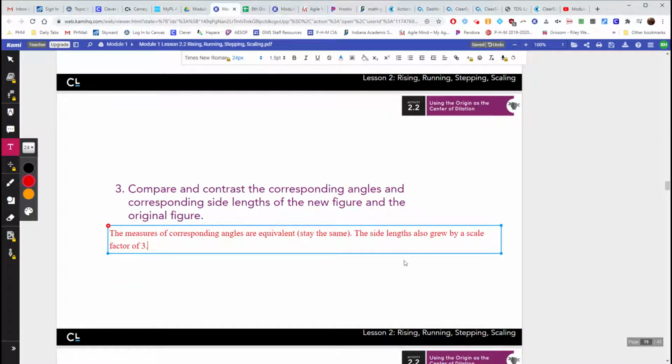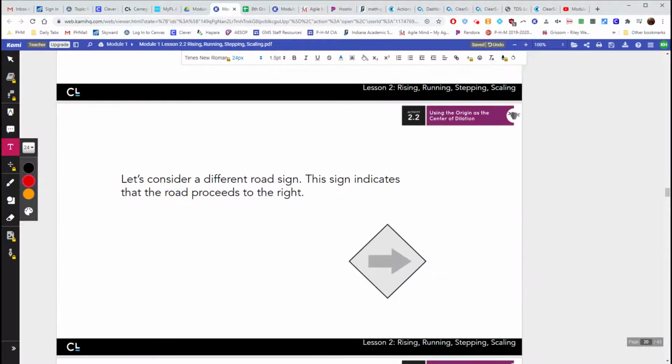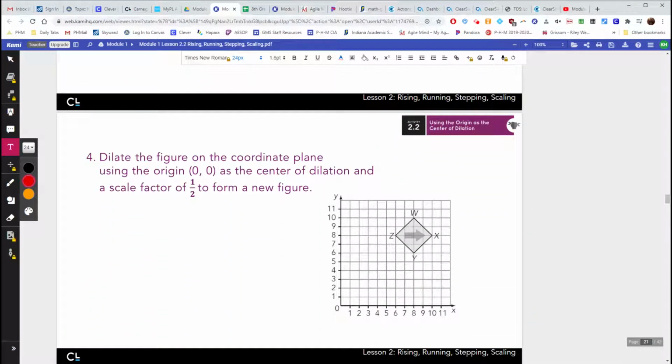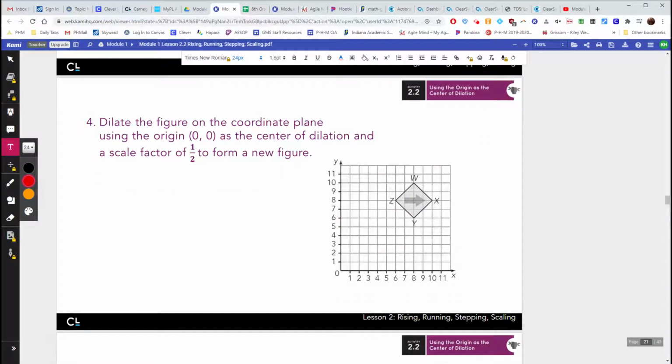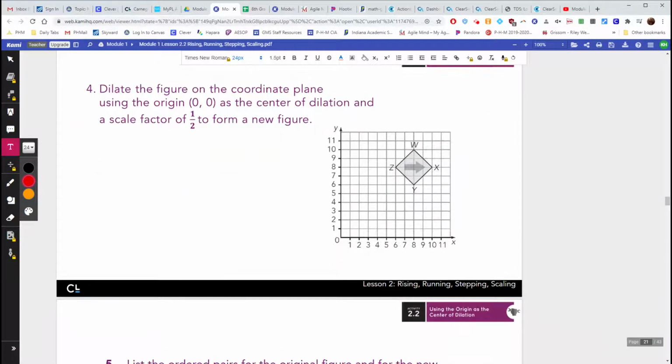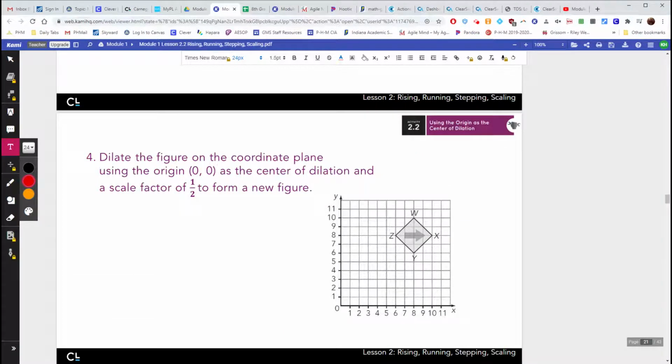Let's turn the page to page 130 now and look at a different scale factor. So this is WXYZ. We're going to dilate this figure again using the origin as the center of dilation, but now the scale factor is 1/2. What do you think is going to happen with a scale factor of 1/2? Just answer that in your head. What do you think is going to happen? It's less than 1. Hopefully you have an idea.